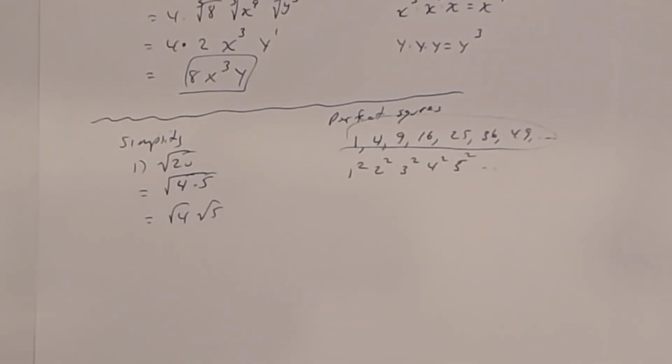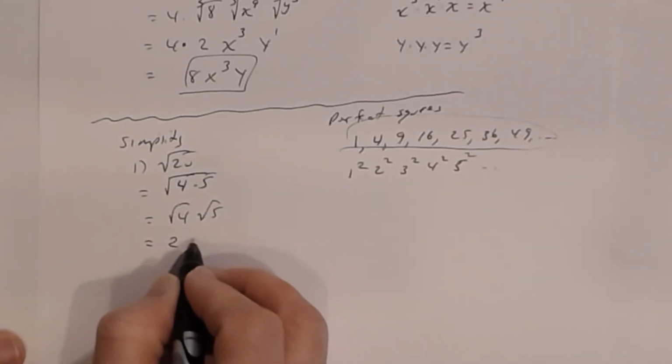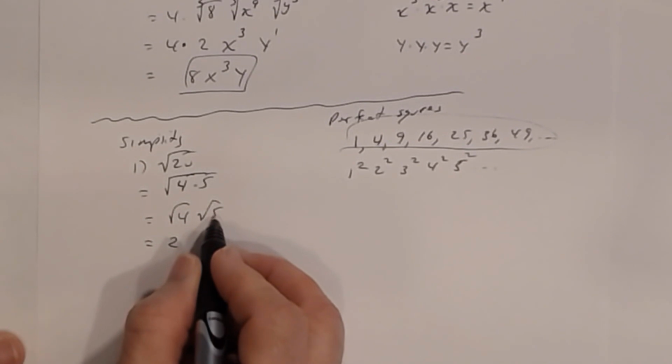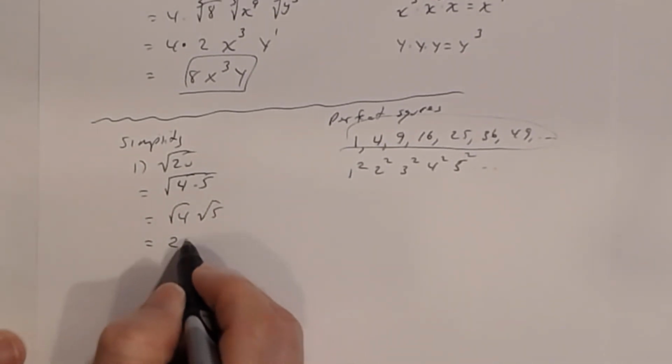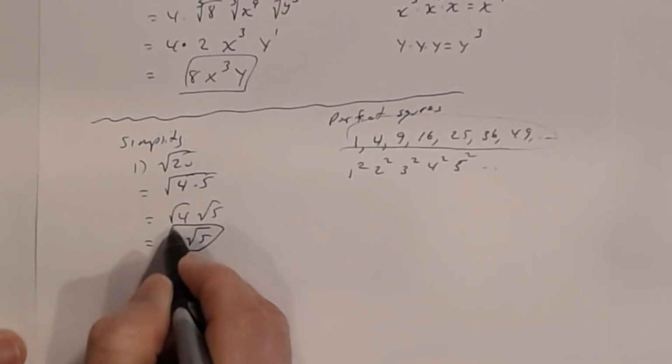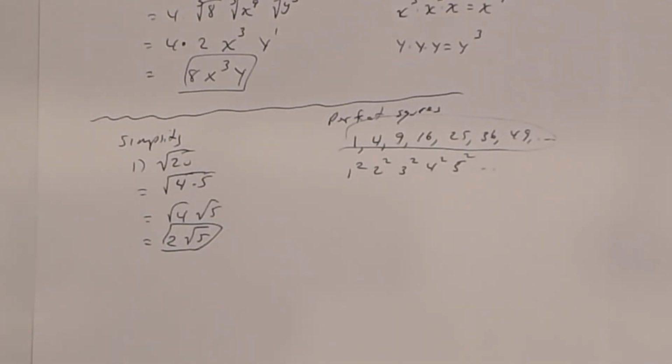Okay? And then notice that 4 is a perfect square, and so the square root of 4 is 2. So I can write this as 2. The only perfect square that goes into 5 is 1, so I cannot do anything with that. And so there's your answer. You get 2 square root of 5. Okay? So that's the answer to that one.